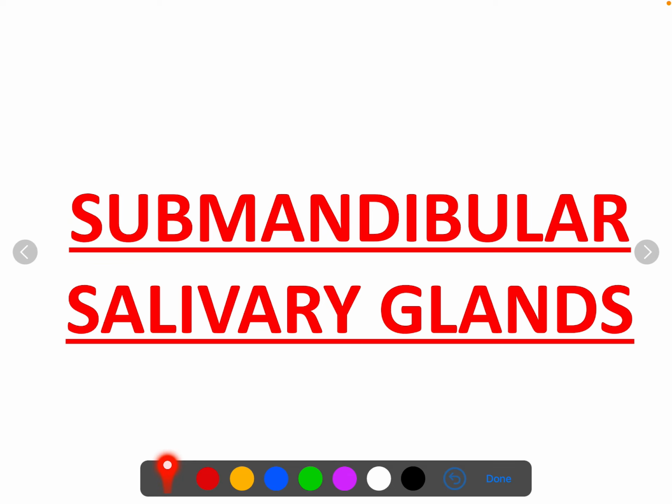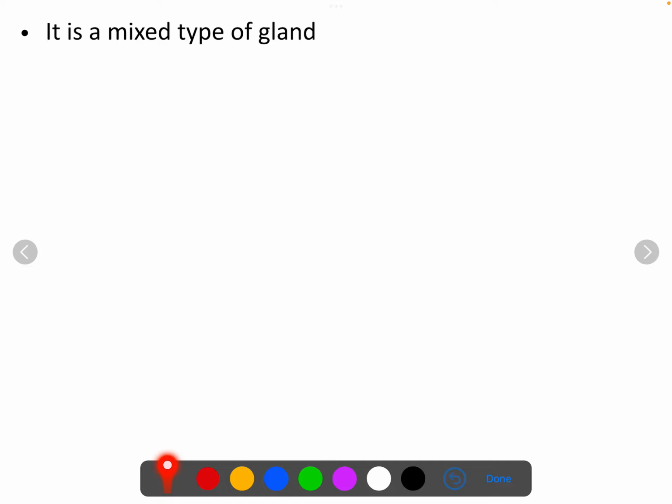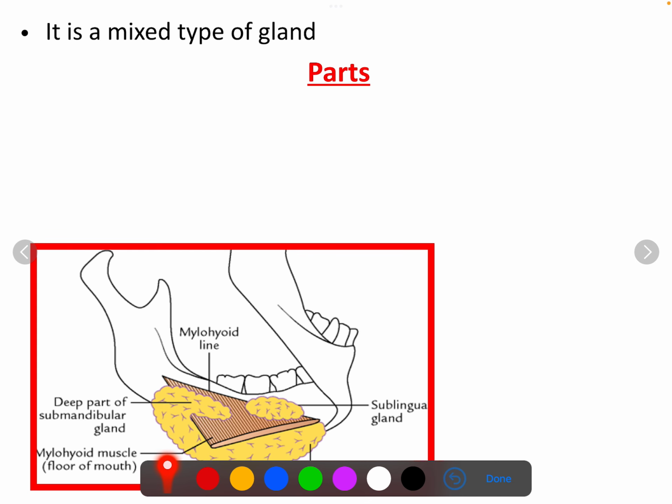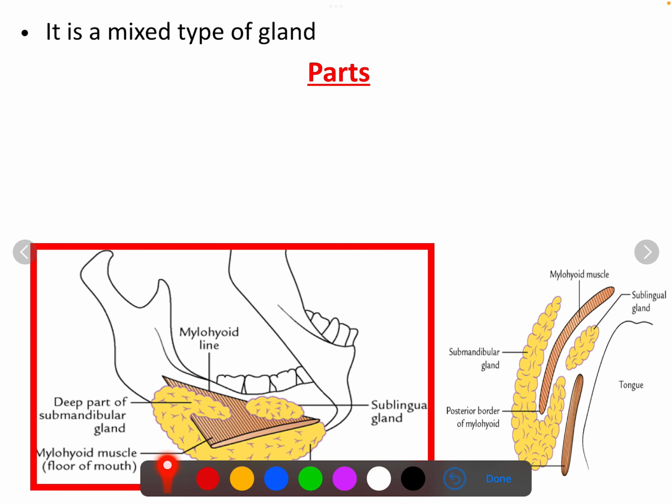Submandibular salivary gland. The submandibular salivary gland is a mixed type of gland. Its location: it is located mainly in the anterior part of the digastric triangle and partly under cover of the mandible. The next one is the parts of the submandibular gland.